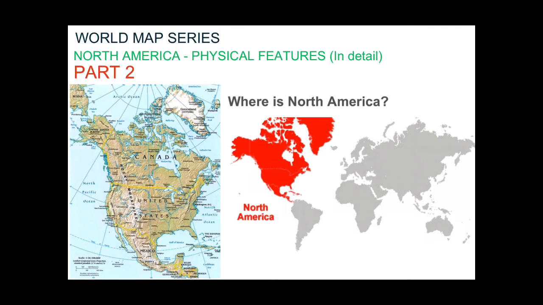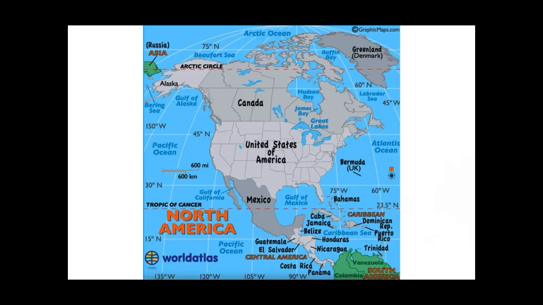As you know, I have started the world map series. Yesterday, in the previous video, we did the North America part 1 physical features. Today I am proceeding with those physical features in part 2. So let's study it in detail. Guys, this is the continent of North America. As we did yesterday, let's make a quick revision of that.